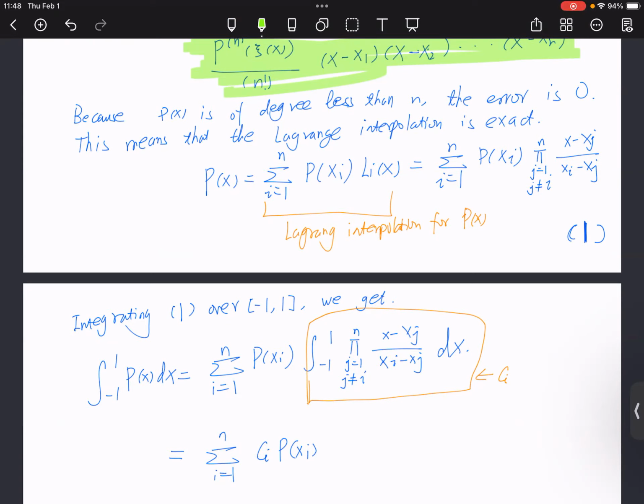The p(xi) is just a constant because it's just a function evaluated at xi. And we can get the integrations inside here. We do the integration for this part, and this part is actually what we defined in the theorem. This part is just the ci coefficients. So now we can write it this way. It equals the sum from i equals 1 to n of ci p(xi). Because this is a definite integral over the interval -1 to 1, ci is just a constant.